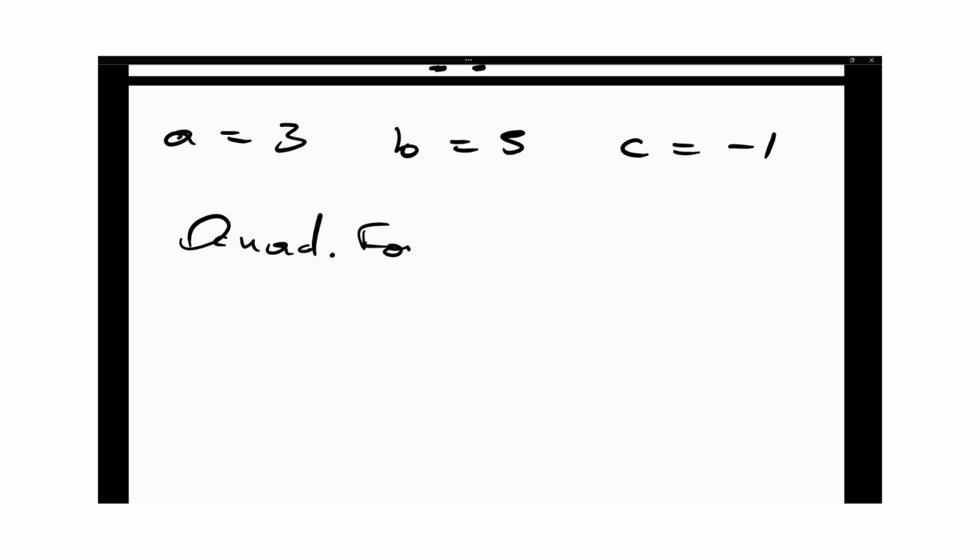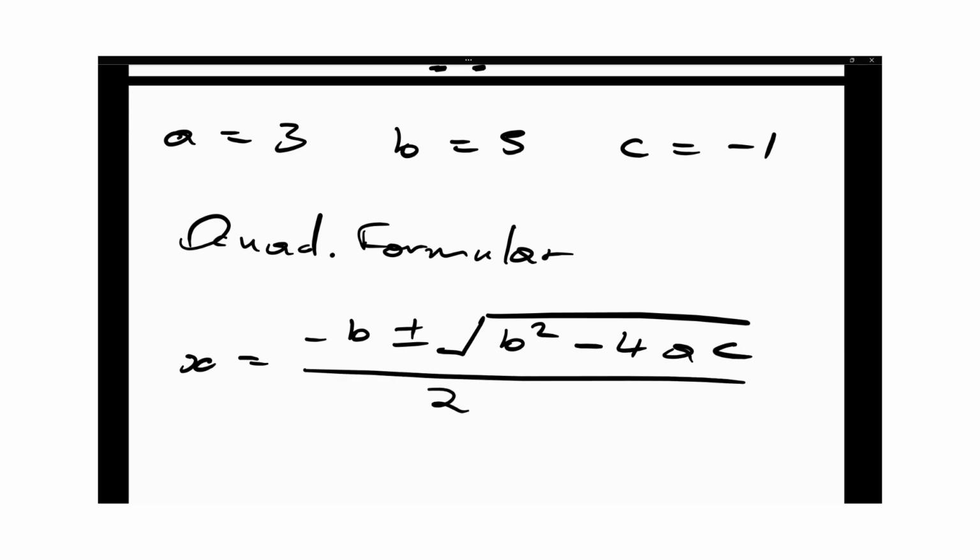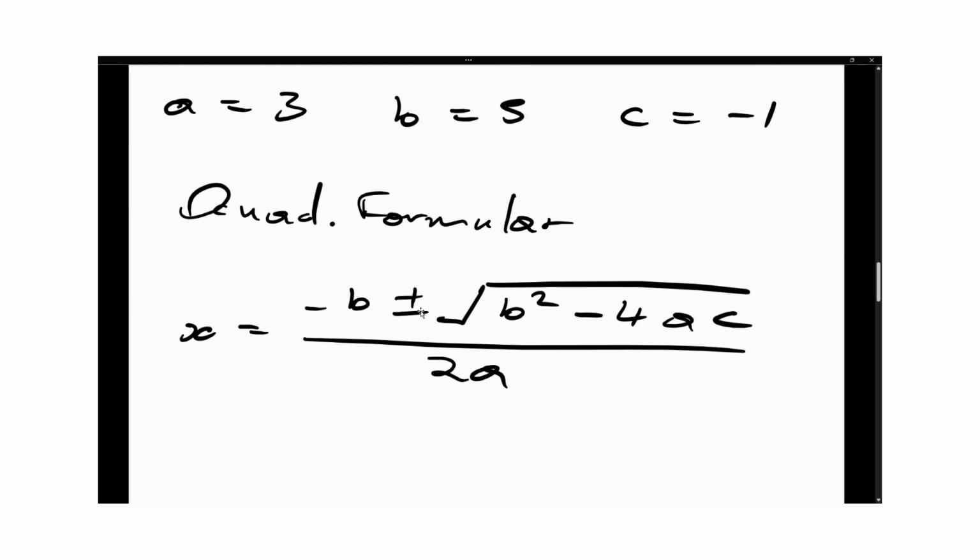So the quadratic formula is x is equal to minus b plus or minus the square root of b squared minus 4ac all over 2a. So this formula is always there at the back of your paper. So now what we do from here is we just substitute in.